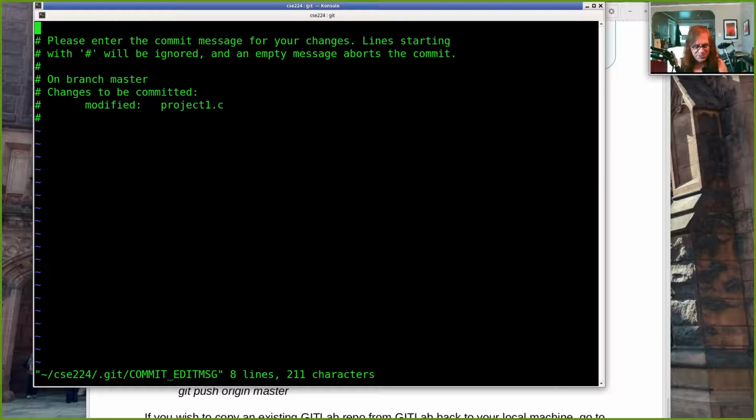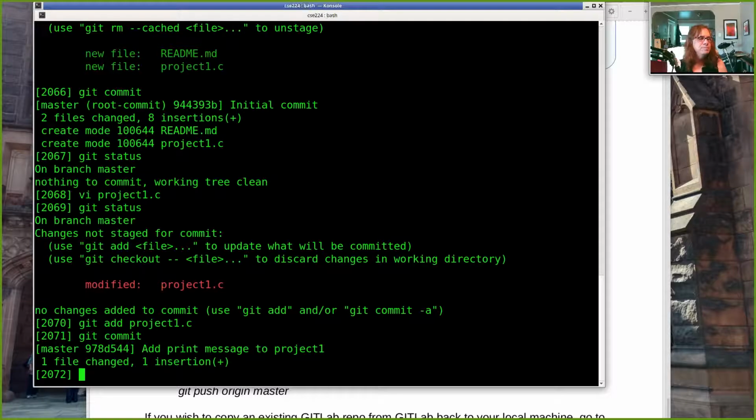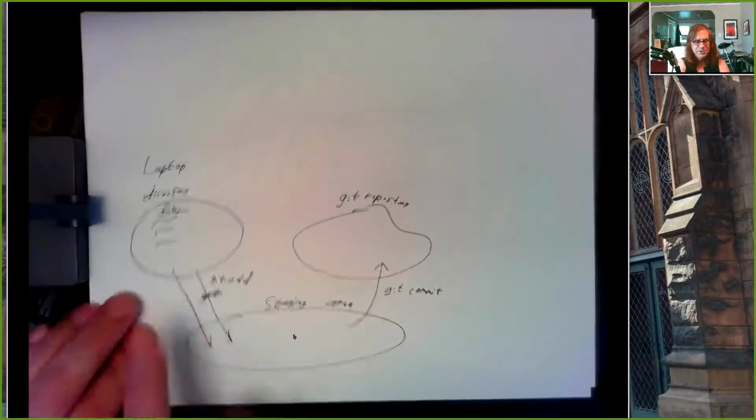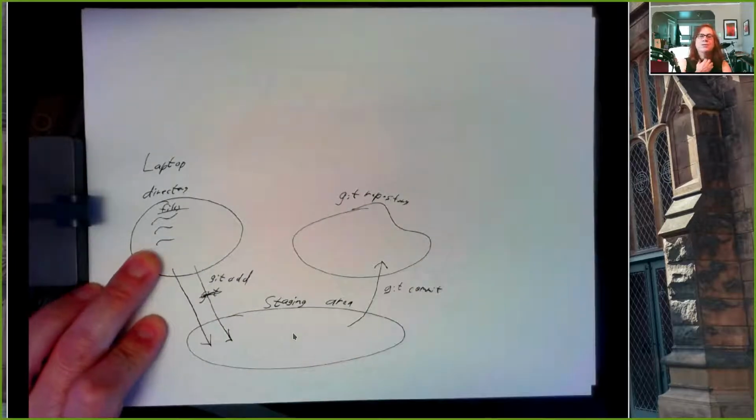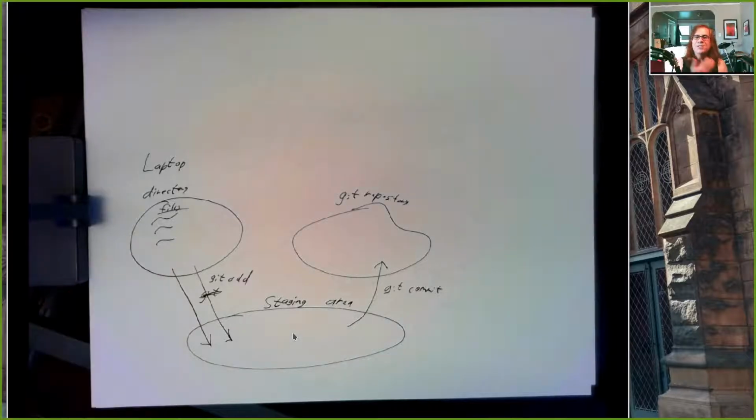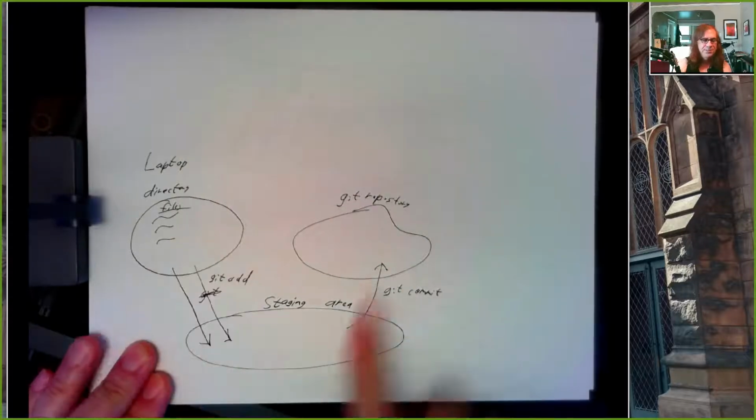Okay, why am I committing this change? So I just added a print message to project1. Alright, so what did I do? I just took that file, I modified it, I pushed it onto the staging area, I pushed it into the repository. And you're going to do this every time that you work on your code and you feel like you're at a point where you want to save it, which should be more often rather than less often. Go ahead and do your git add, do your git commit.